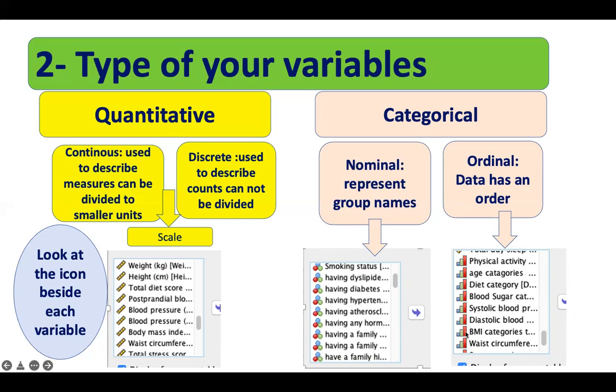A 3 bar chart beside. So when we look at my variable while entering your data or while you're making your statistical analysis, look at beside the variable. If you have this ruler, so it is a scale. If it has these 3 circles, so it is a nominal variable. If it has this 3 bar chart or bars, it is ordinal variable.